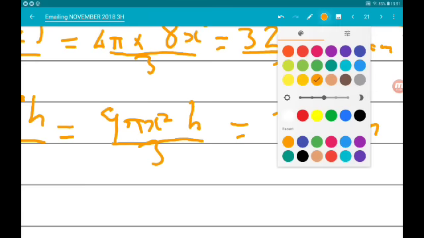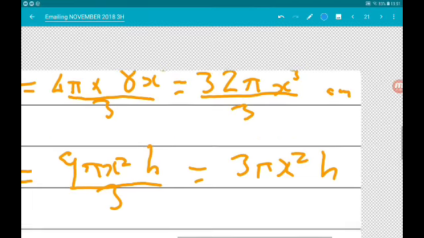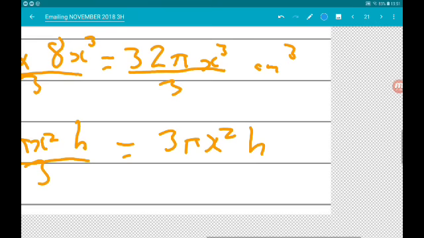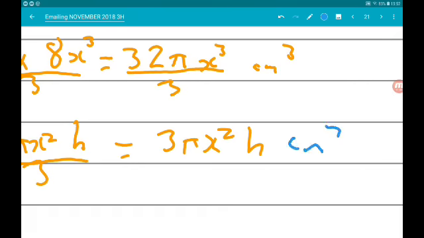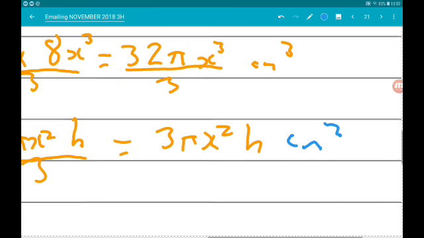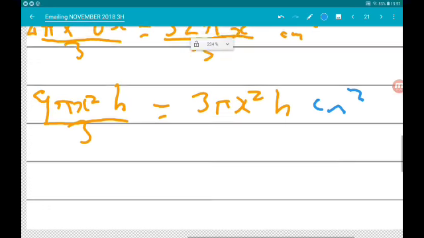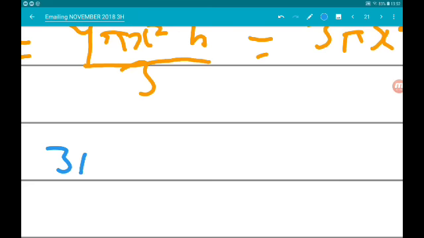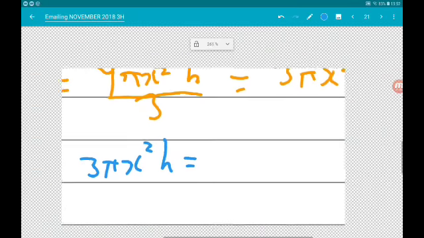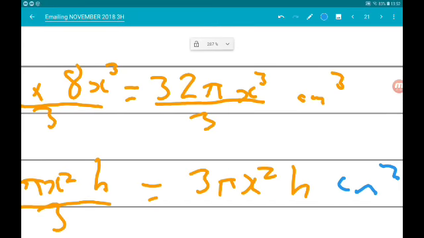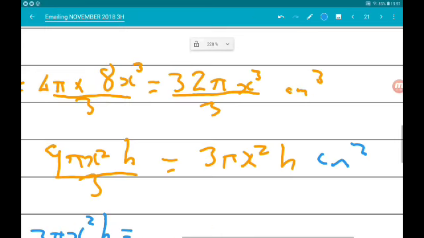Okay, so now that we know these two volumes, we know that they are equal. That's centimetres cubed as well. So we know they are the same, so we can now set them equal and find what h is in terms of x. So we now know 3 pi x squared h is equal to 32 pi x cubed over 3.